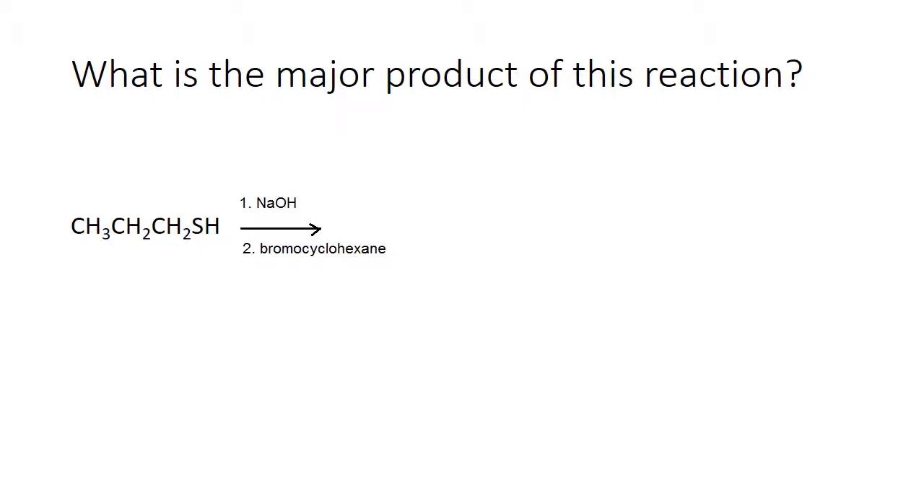So let's look at this reaction here. What is the major product of this reaction? The major product of this reaction of propane thiol with sodium hydroxide on bromocyclohexane: you can see the sodium hydroxide will deprotonate the propane thiol and make it into the thiolate. The thiolate then can do SN2 on this secondary alkyl halide. What's going to be the product? It's going to be a sulfide. That sulfide is going to have the propyl group on it and the cyclohexyl group on it.